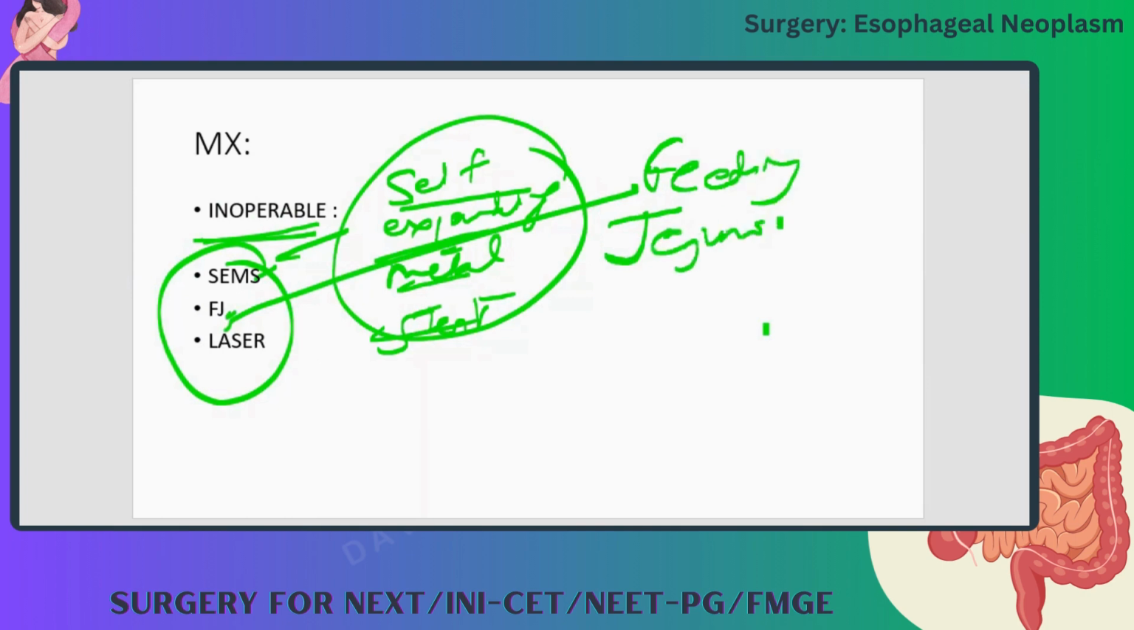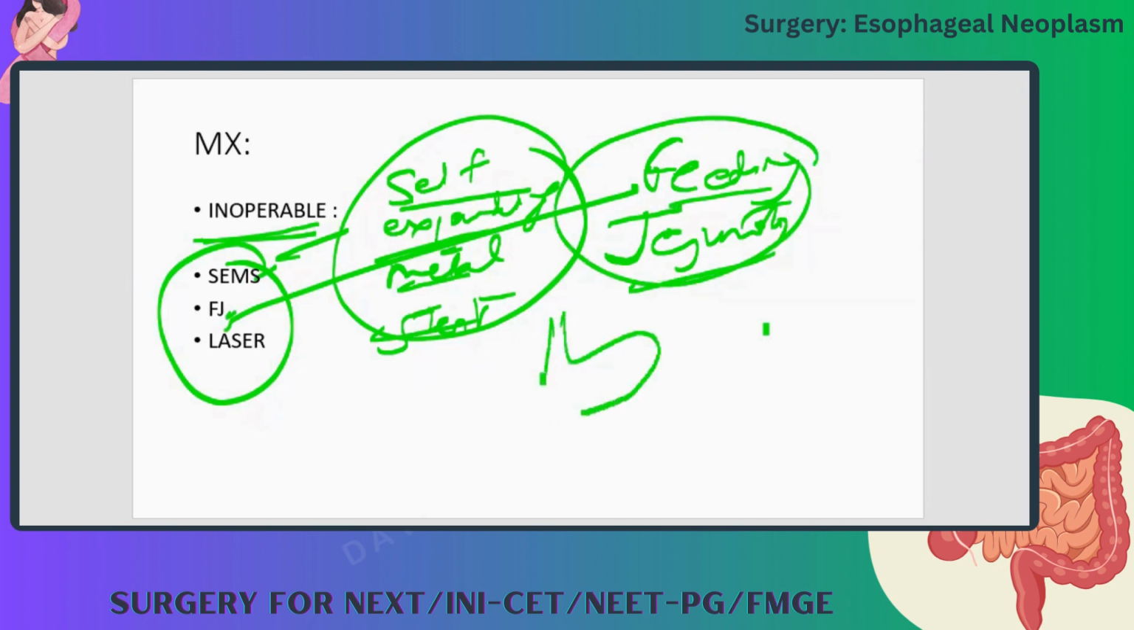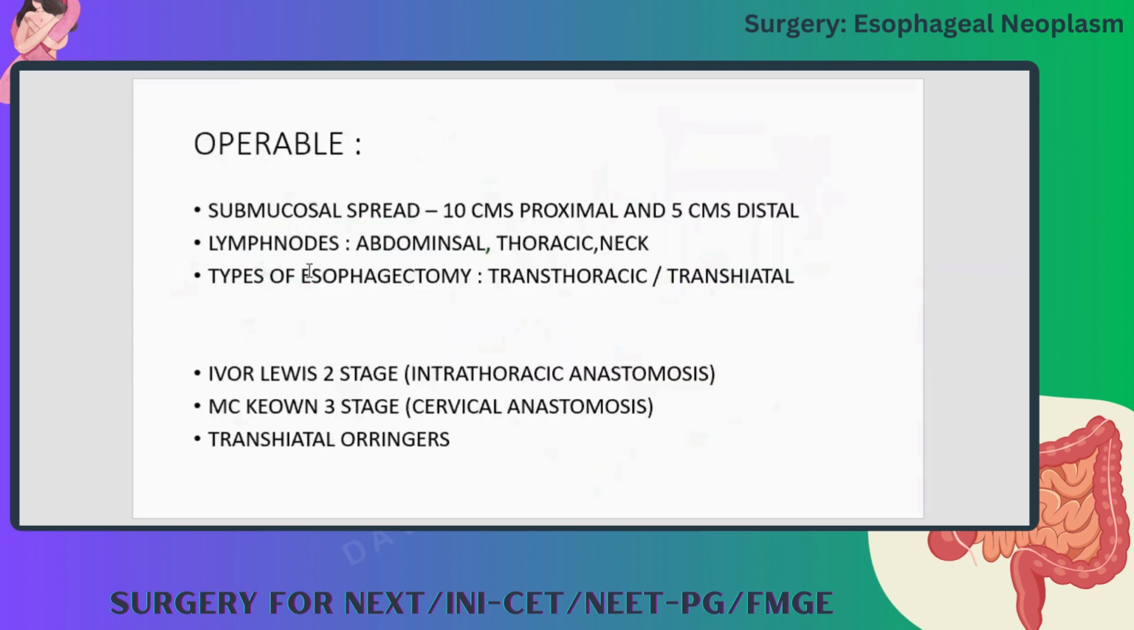This is all for inoperable, right? So we just have to prolong life by giving some feed. So this is the stomach, this is the esophagus, and this is the bowel. We'll open the abdomen and put a small tube into the jejunum so that we can feed the patient directly through the jejunum. And with the help of laser, we can make a small opening and put some tube inside. So these are all ways to meet the nutritional demand of this patient: self-expanding metal stent, feeding jejunostomy, and laser.